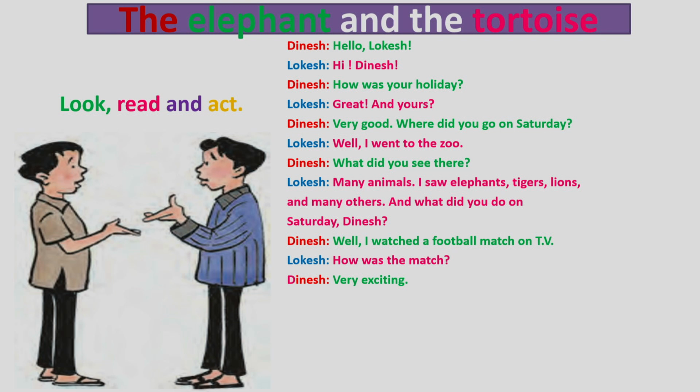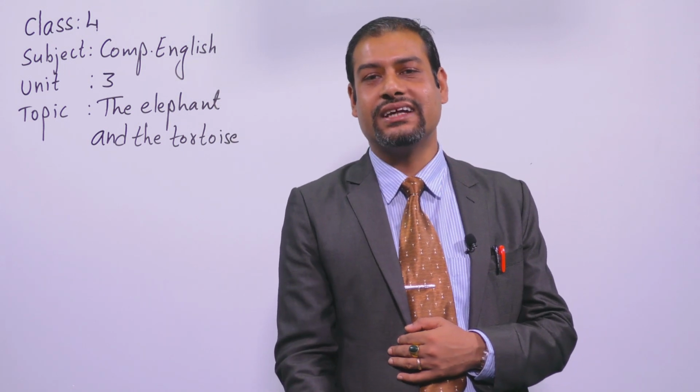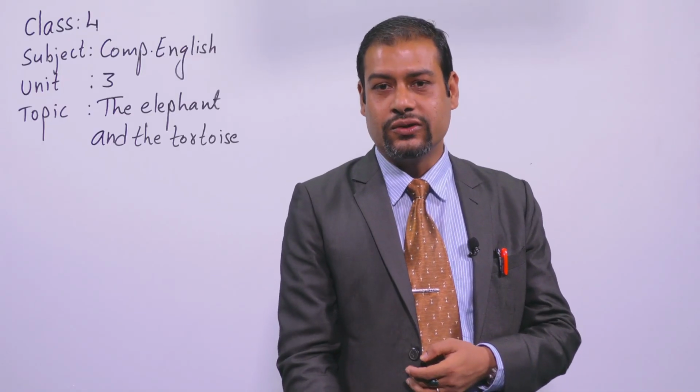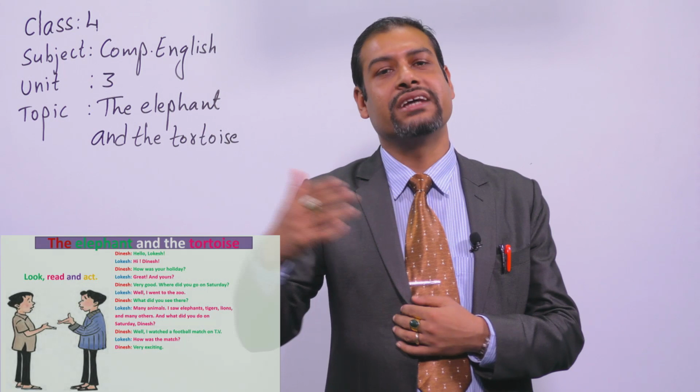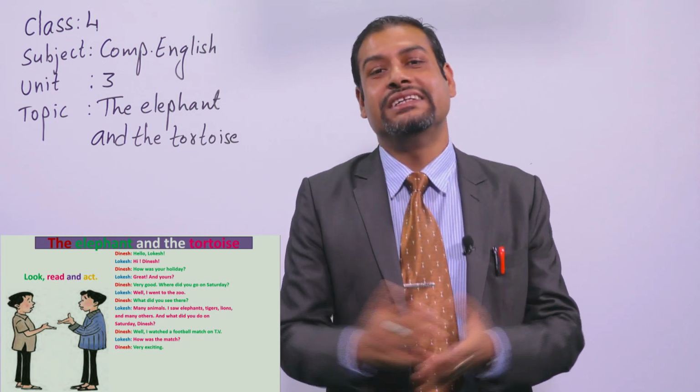Dear students, from this conversation, from this dialogue between Dinesh and Lokesh, what do you guess the story is about? Well, I think you might have already guessed from the title also, the elephant and the tortoise. So the story is about, yes, the elephant and the tortoise, okay. Look, Lokesh says that he has seen many wild animals in the zoo. They are elephants, tigers, lions, and many other animals. So here also we are going to learn, I am going to tell you a story about the elephant and the tortoise. So are you excited to listen to the story today? Yes, very good.